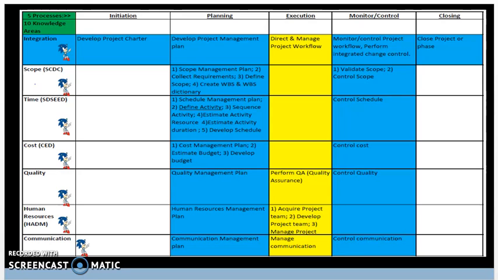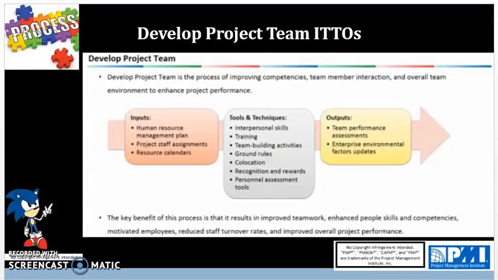Now for the ITTOs, inputs, tools, techniques, and outputs for develop project team are as follows. For inputs, we have human resource management plan. This consists of the roles and responsibilities, organizational charts that show the number of people needed from the various departments. Then we have staffing management plan that consists of the time period that each project team resource will be needed for. Next input is project staff assignments, which is an output from acquire project team process, and this shows which tasks each member of the team is being assigned to.